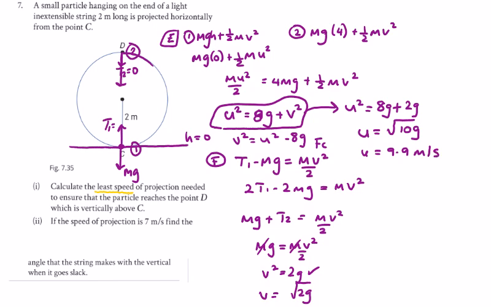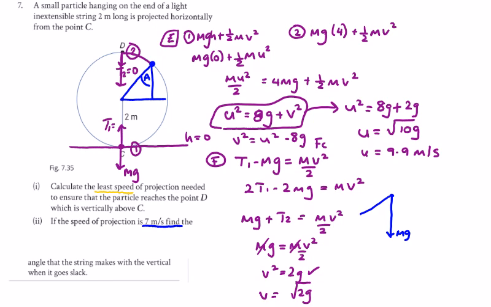Then we're told that if the speed is 7 meters per second, find the angle the string makes with the vertical when it goes slack. So let's say it gets to here. So that's the angle it makes with the vertical, it's this angle in here. So let's do our forces diagram. So we have mg coming down. We have my angle A.